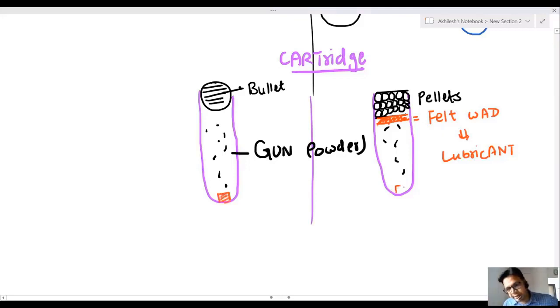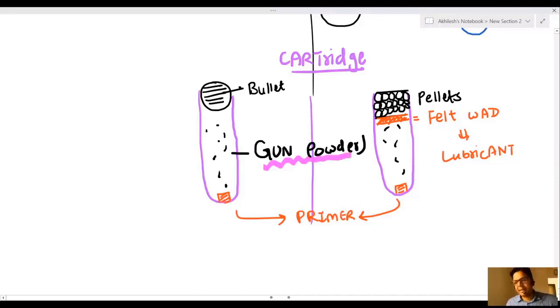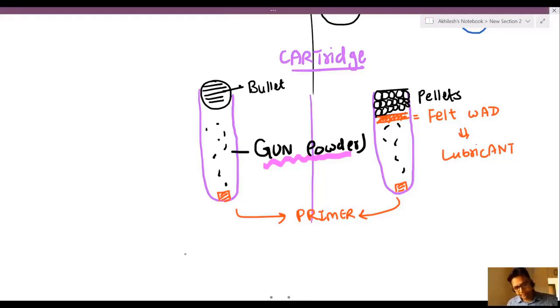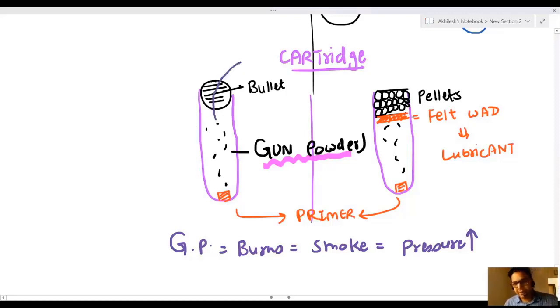In the base of the cartridge, we have the primer. Primer is the first thing which burns. But anyways, the main thing is gunpowder. Why? When gunpowder burns, smoke is produced, and because of the smoke, pressure increases in the cartridge. When pressure increases, the bullet and pellets are fired. That's a very simple mechanism.